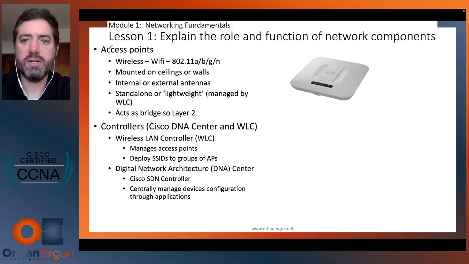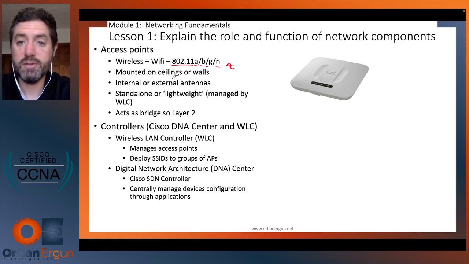Okay, next we're going to talk about wireless Wi-Fi. So this is a picture of an access point, wireless access point. When we're talking about Wi-Fi, we're talking about 802.11 technology. There's been different standards, A, B, G, N, A, C as well as some others. So you'll find these mounted on ceilings or walls in offices or warehouse environments, or really any environment that you need wireless in. They can have internal or external antennas.